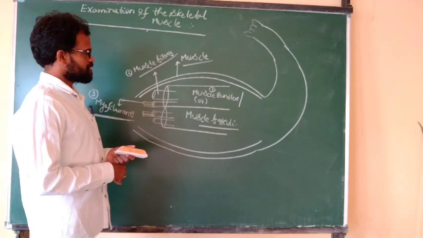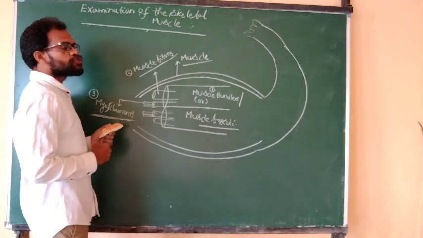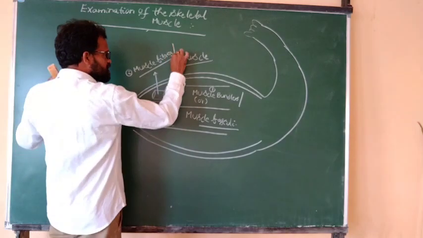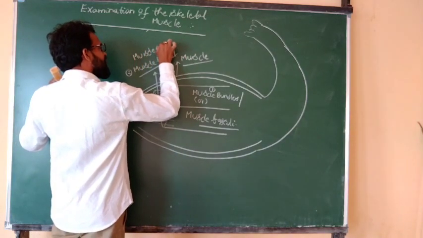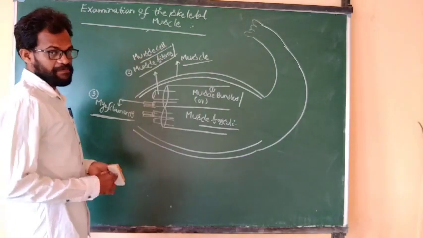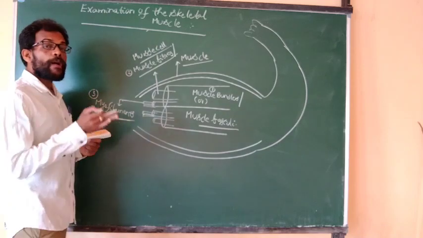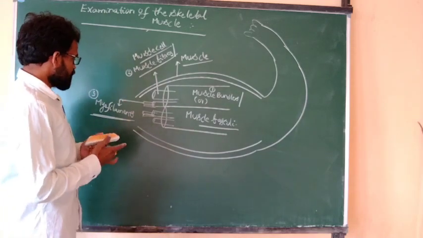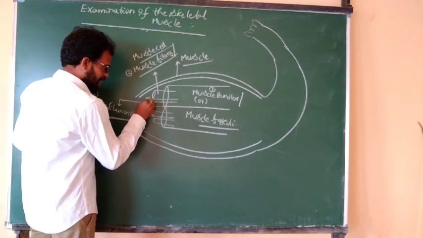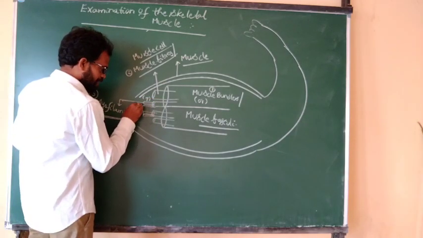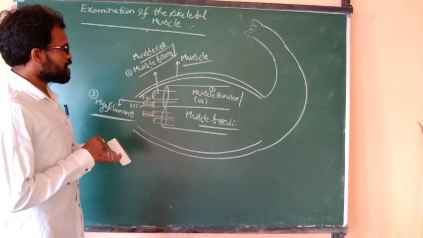These muscle bundles consist of muscle fibers. Each muscle fiber indicates a muscle cell. Each muscle fiber is composed of myofilaments. The myofilaments are the thick filament and the thin filament.